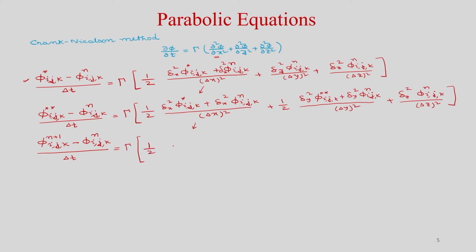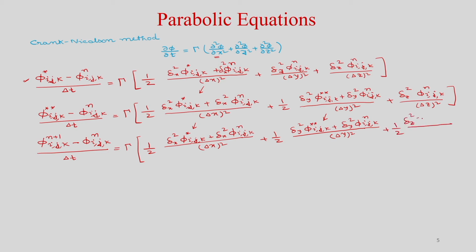So, it will be half delta x square phi I j k star plus delta x square phi I j k n divided by del x square, plus half, it will be again same as this. So, delta y square phi double star I j k plus delta y square phi I j k n divided by del y square, plus, now we will use half delta z square phi I j k at n plus 1, plus delta z square phi I j k at n divided by del z square.